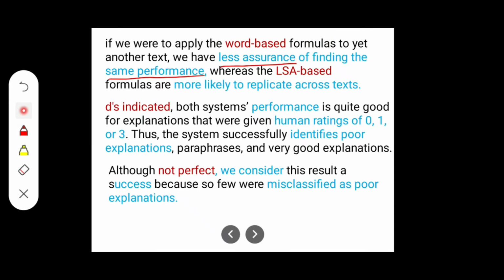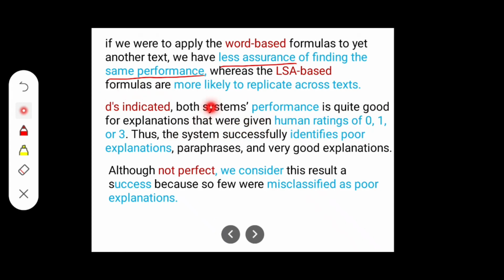like we cannot assume we'll be getting the same value the next time also. So this is not possible, this is less assurance of finding performance. But if we apply the LSA based formulas, then we will be getting good performance. Okay, more likely to replicate across the test. LSA based performance will give the same performances, the chances of getting the same performances is high if we apply the LSA based formulas.